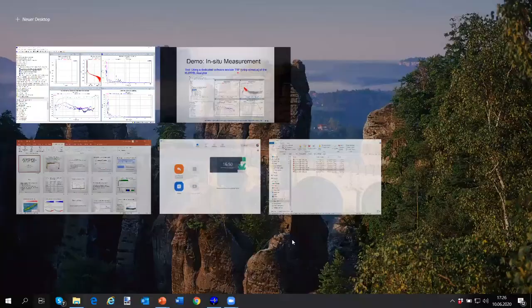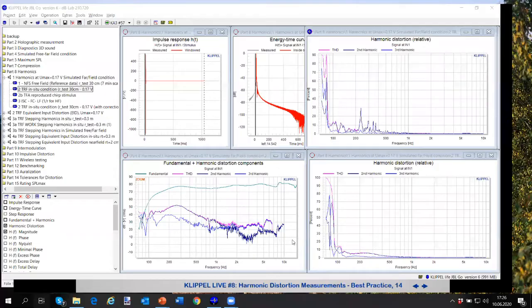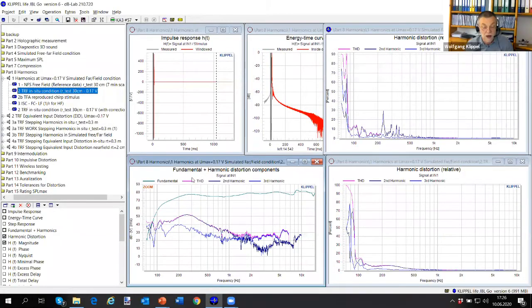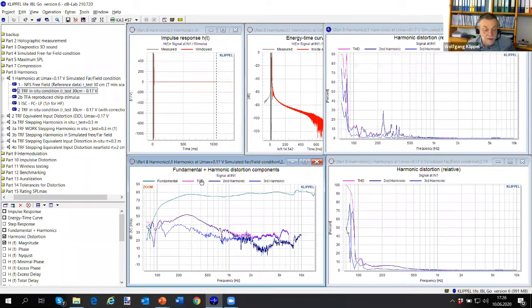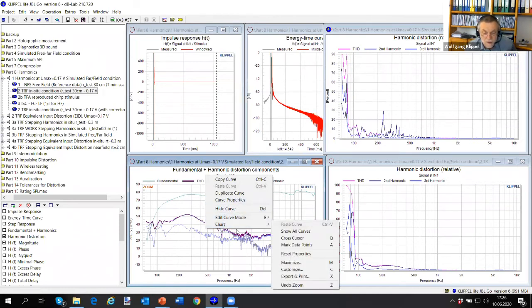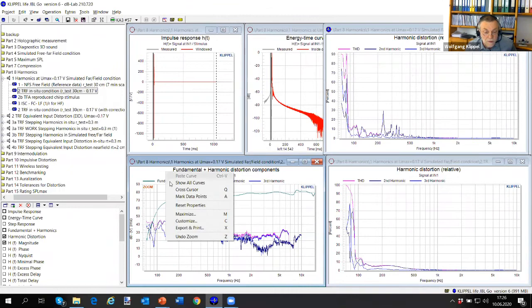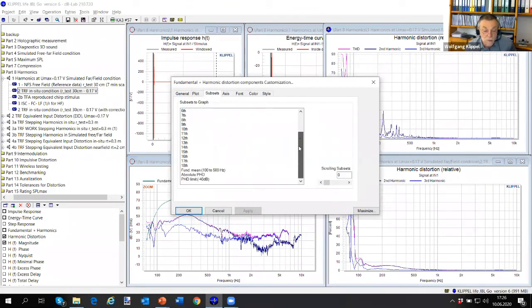Wolfgang, just a quick question. What are the harmonics that are included in the THD? They are here. Up to the order you're asking? Yes. How many? Okay. You see it immediately if I go to chart, customize subset. And here you see what we have. Here we have some single up to the 18th order.